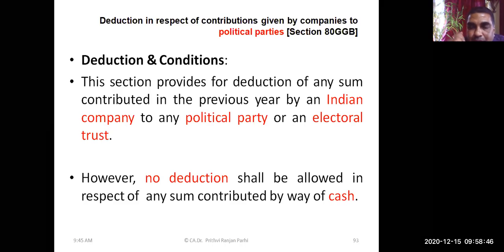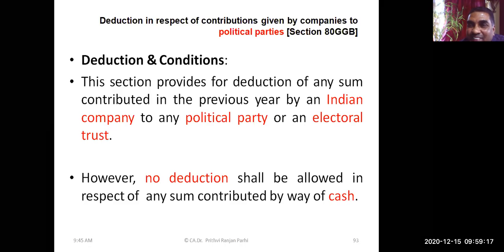Clear, sir. The Indian company makes the contribution to the political party and to the electoral trust. The political party is the recipient, the electoral trust is the recipient, and the Indian company is the donor.